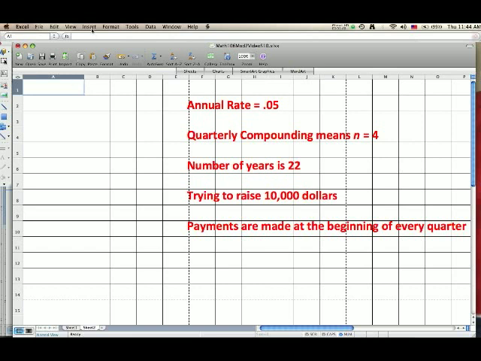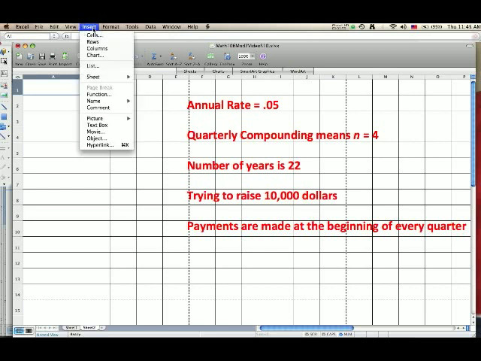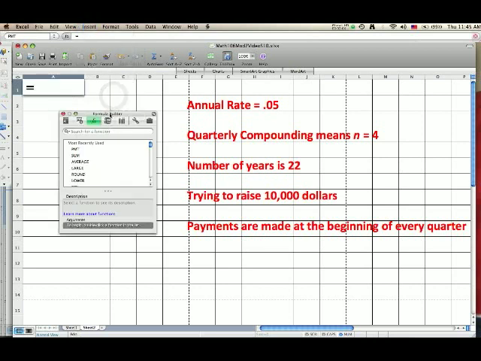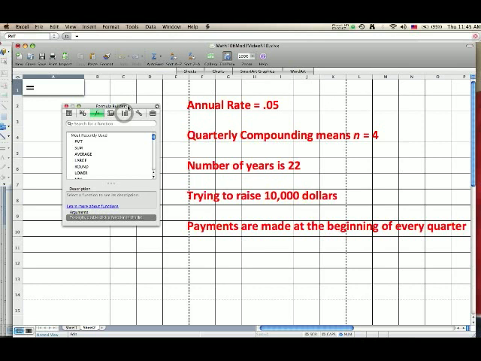Okay, so what we need to do is insert this payment function. I'm going to the Insert pull-down menu, and I'm going to pull down until I get to the option Function, and I'm going to click my mouse. Of course, we get the Formula Builder window, and we get to pick the function that we want here. If your payment function isn't readily available, you can search for it, and it's abbreviated PMT. So you can put in PMT in the search, and it should come up for you.